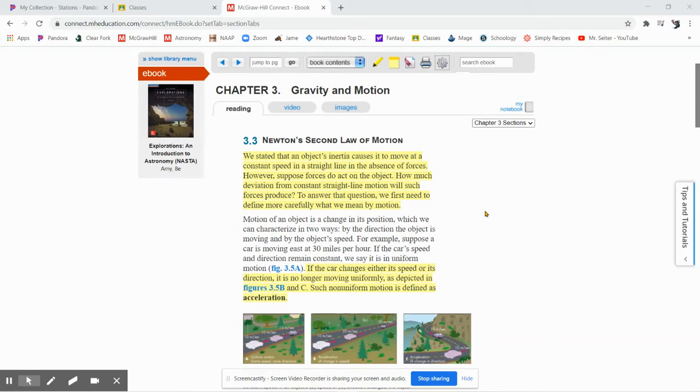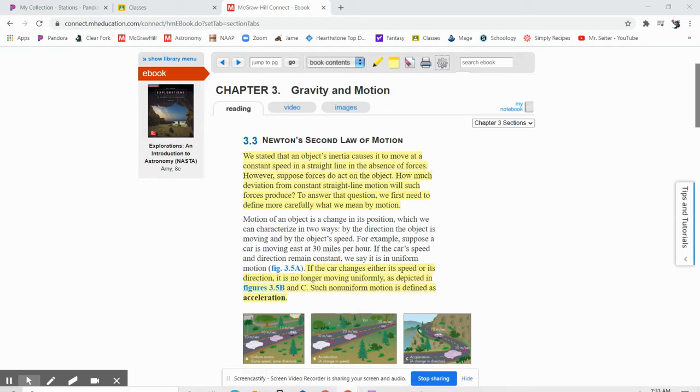All right, motion of an object is a change in its position. We can characterize it in two ways: by the direction the object is moving and by the object's speed. For example, suppose a car is moving east at 30 miles per hour. If the car's speed and direction remain constant, we say it is in uniform motion, or moving in a straight line. If the car changes either its speed or its direction, it is no longer moving uniformly, as depicted in Figure 3.5 B and C. Such non-uniform motion is defined as acceleration.